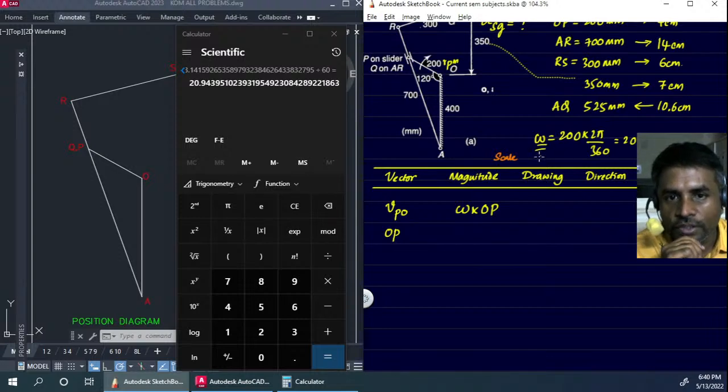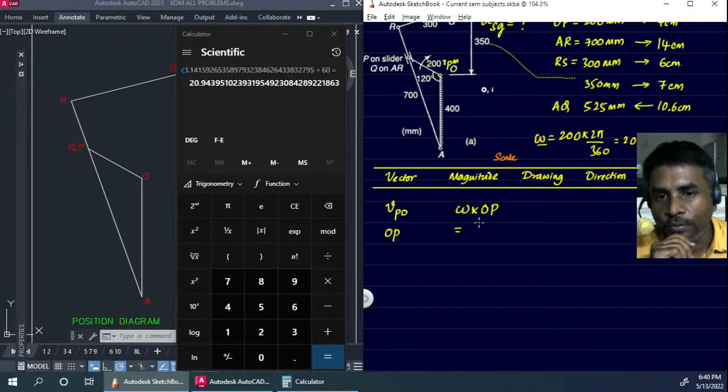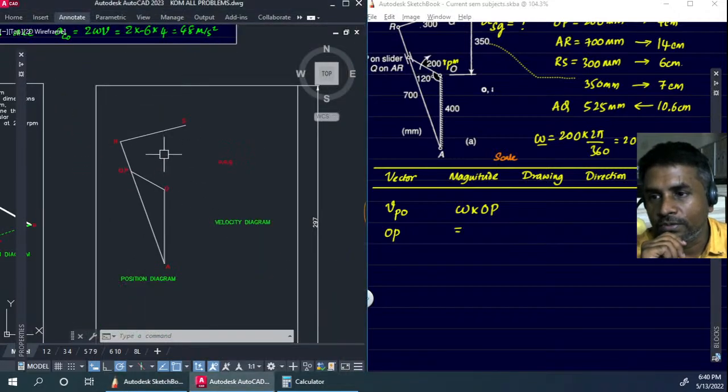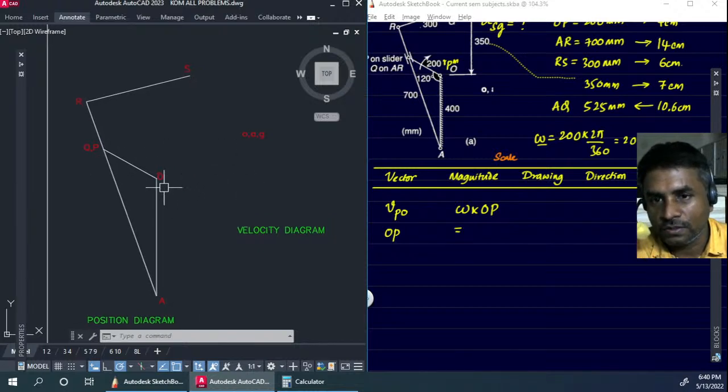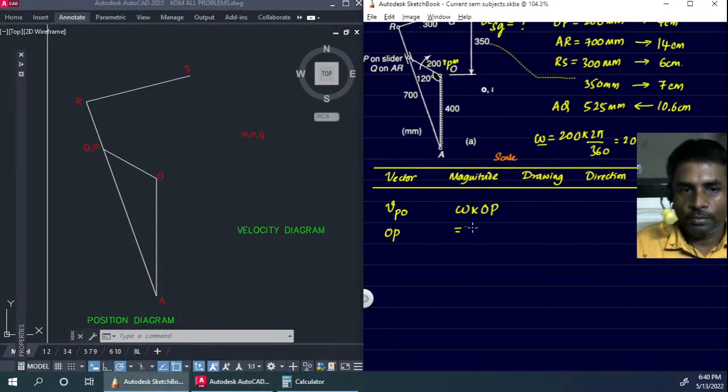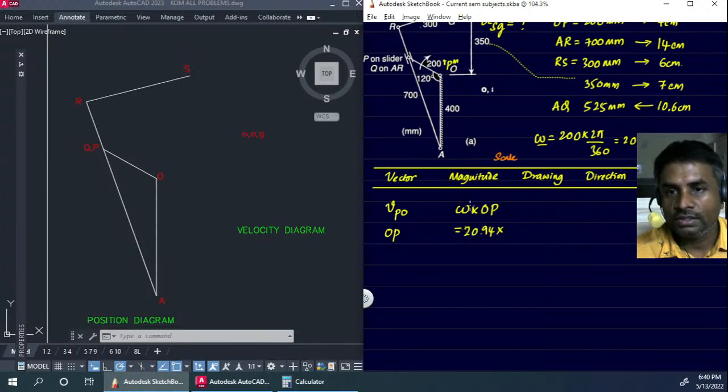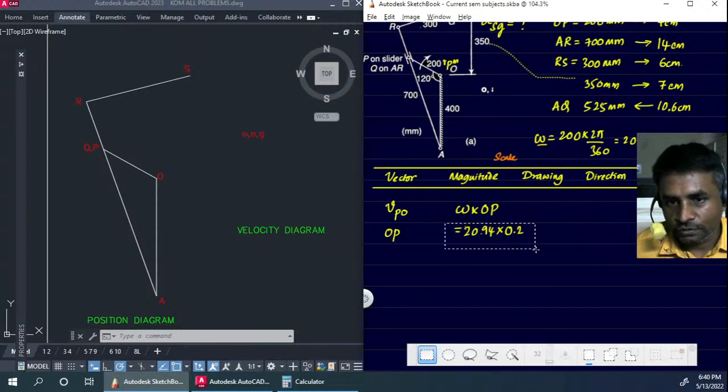So that is the value of omega, and we'll have to use that value of omega over here, multiply the length OP to this. When I say the length OP, you should not be taking the length OP from the position diagram, because the position diagram has some scale and we want the actual velocity. So we'll have to use the real world length of OP over here. So omega value, that's 20.94 multiplied with OP, the actual length of that OP, which is 200 mm. We'll have to take that in meters, so it becomes 0.2 meters.